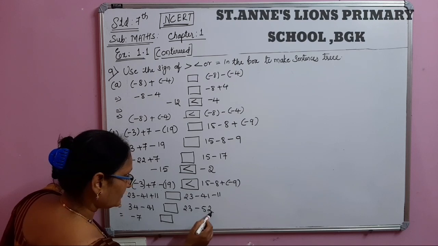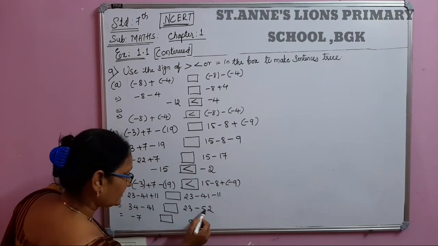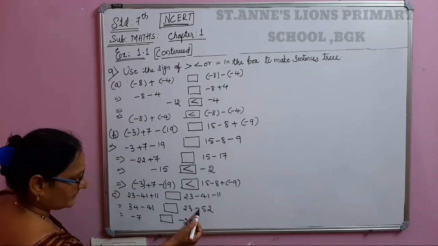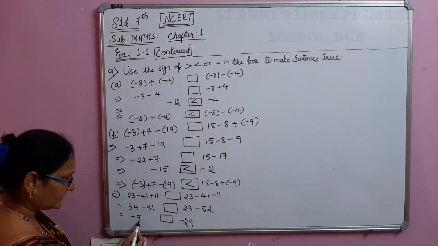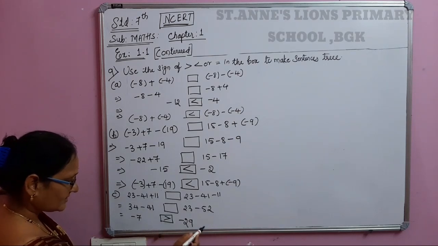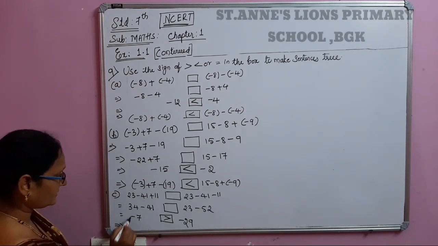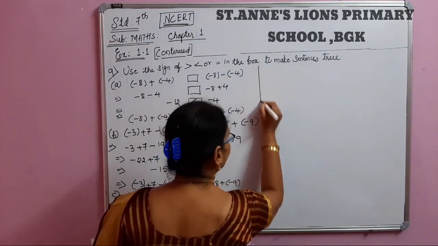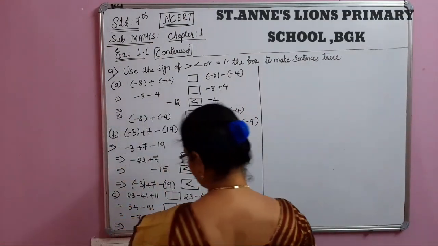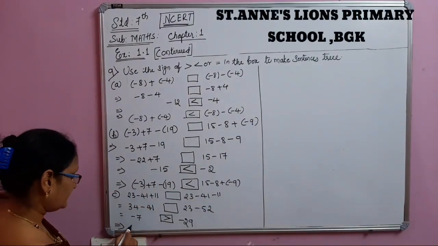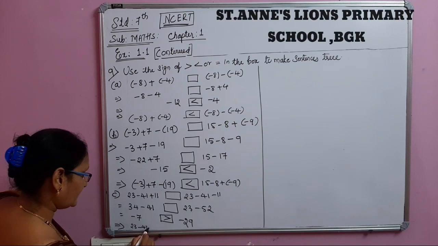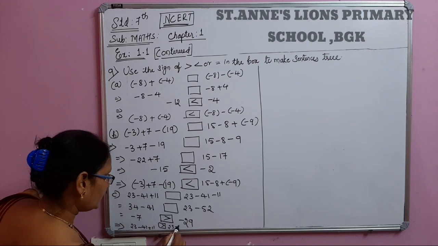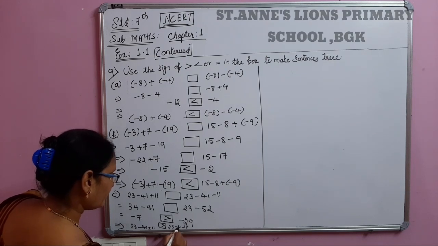Here 52 minus 23 is 29. This is also minus. Why? Because here the bigger number's sign is minus. See, this is minus 29. Minus 7 is greater than minus 29. Then you can write the above given equation like this. So this is the third one. You can write here 23 minus 41 plus 11, greater than 23 minus 41 minus 11.